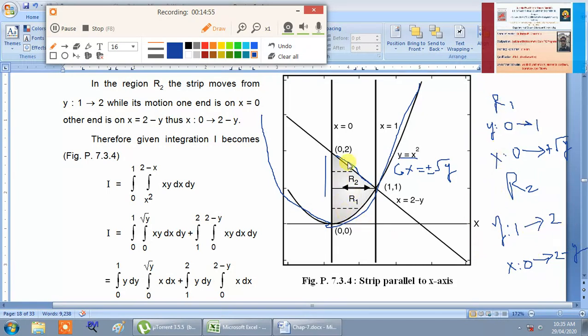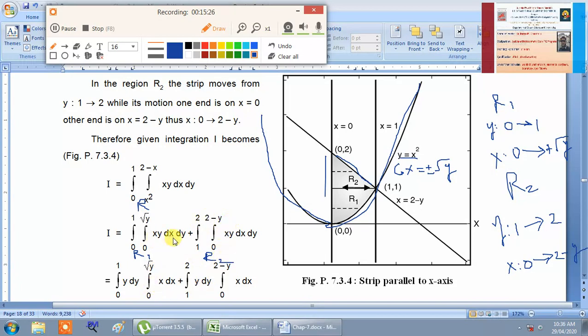You know that the double integration over the region R, where R is equal to R1 union R2, is the same as the double integration over the region R1 plus the double integration over the region R2. Therefore this is the double integration over the region R, and that is equal to the double integration over R1 and over R2. So just put the values of the limits of R1 and R2 respectively. The R1 limit is 0 to 1, and 0 to plus root y, and the R2 limit is 1 to 2 and 0 to 2 minus y.